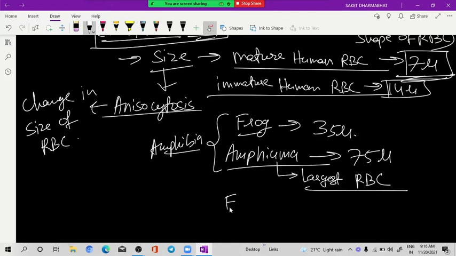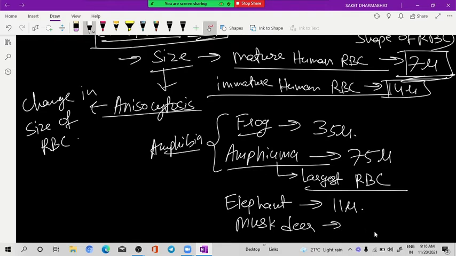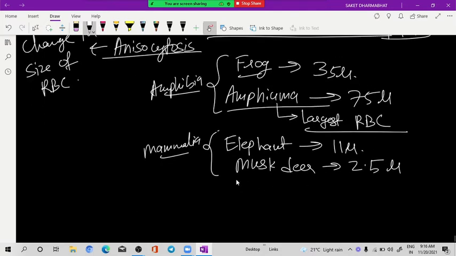Like that, in mammals, elephant is having the largest RBC, that is 11 micron. Okay, and one animal is there, that is called musk deer. Its RBC is the smallest RBC of the world, 2.5 micron. Both of these belong to which class? Class Mammalia. Okay, musk deer. So smallest RBC of the world.